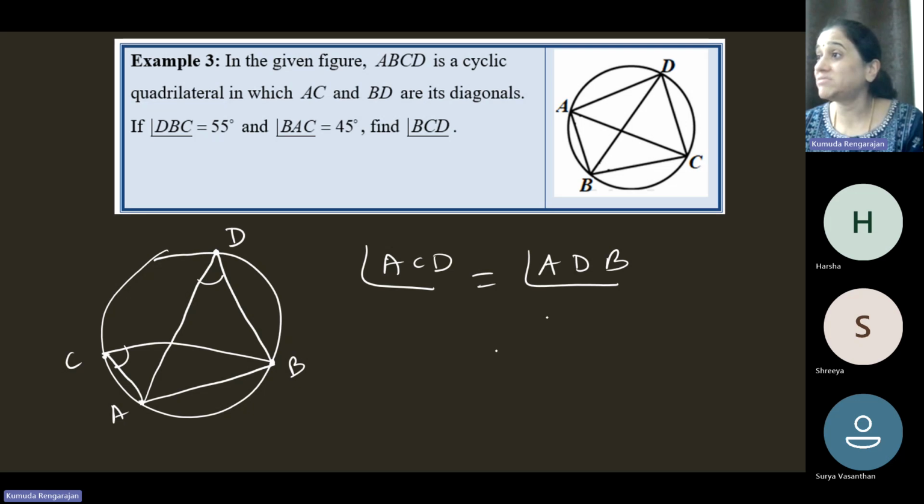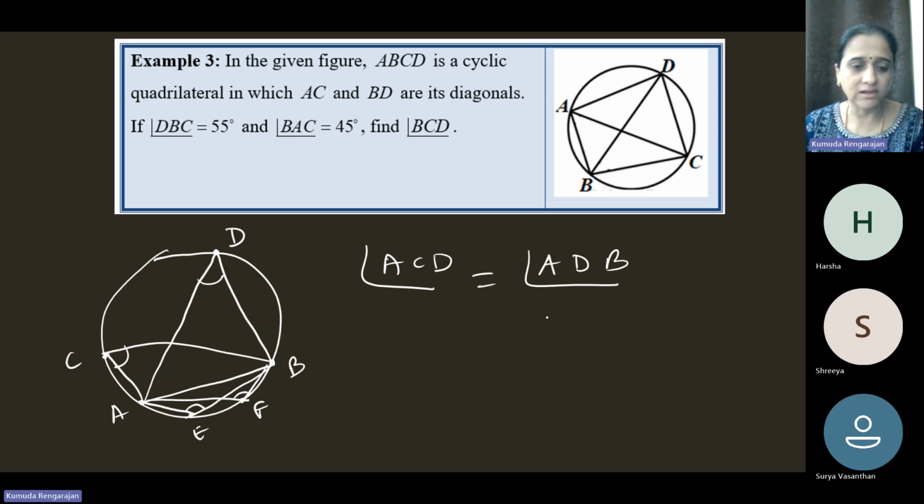Angles in the same segment of a circle are equal. Same thing holds good here. Here we take two points, this is E, this is F. You join A to E, B to E, A to F, B to F. Then this angle and this angle, they're equal because they're the angles in the minor segment.